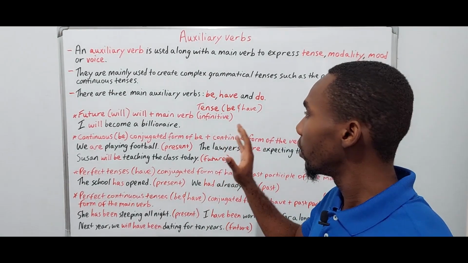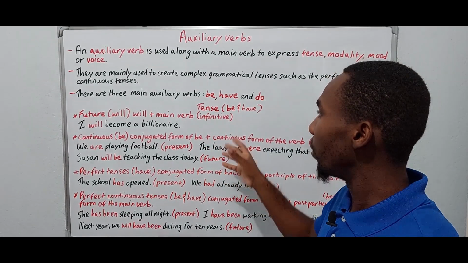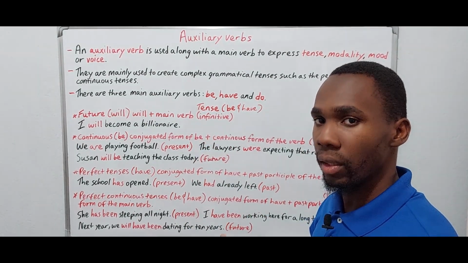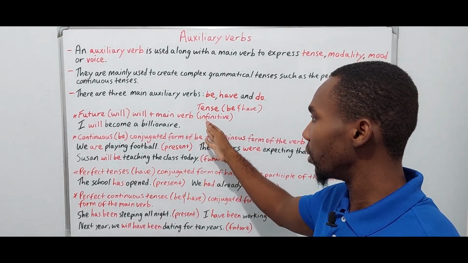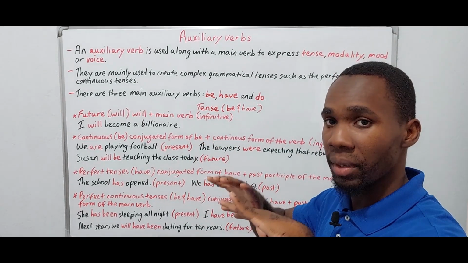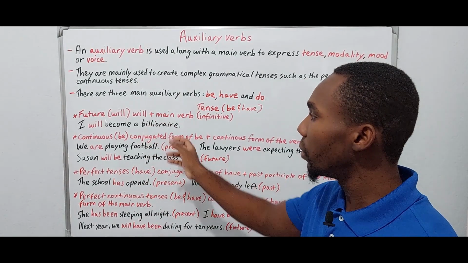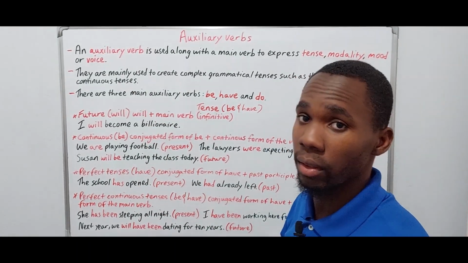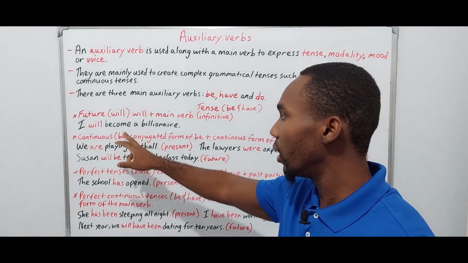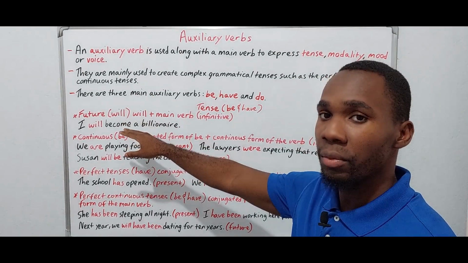So let's look at the first element of support, which is going to be tense, right? So we have be and have. If we want to express the future, we use the verb will, right? Plus the main verb. And the main verb is going to be in the infinitive or the base form of the verb, which means that it has not been conjugated to agree with any subject, right? I will become a billionaire. Well, I wouldn't mind. I will become a billionaire. So we have two verbs. We have will and we have become. Become is going to be our main verb, okay? And will is going to be our auxiliary verb.